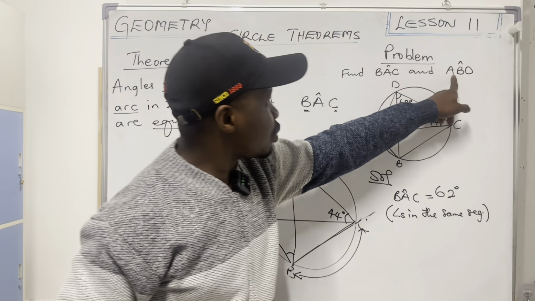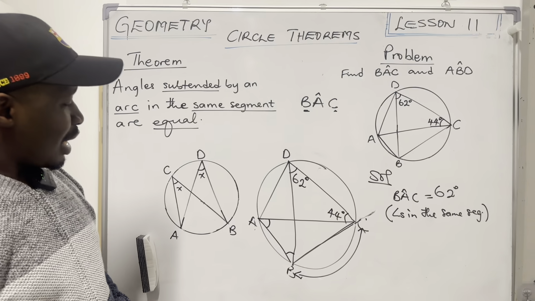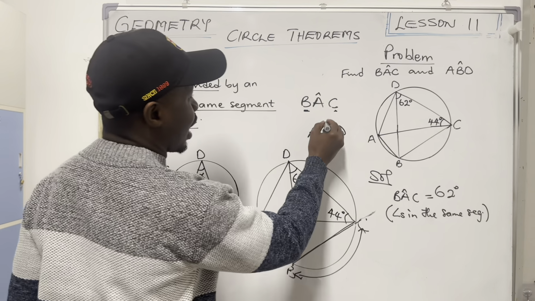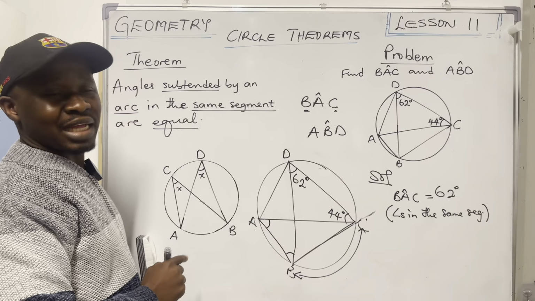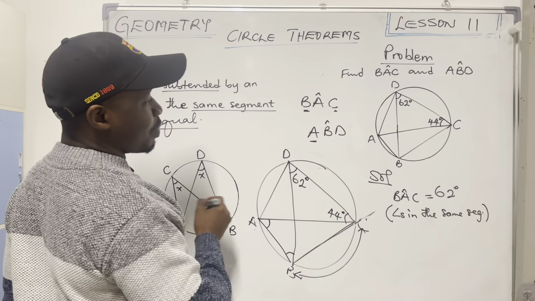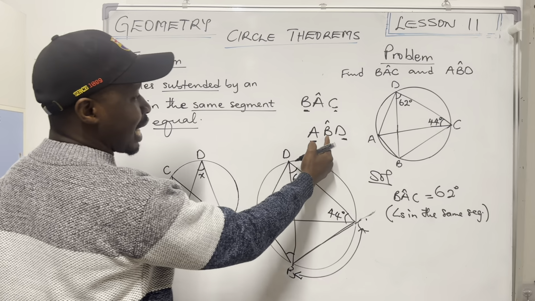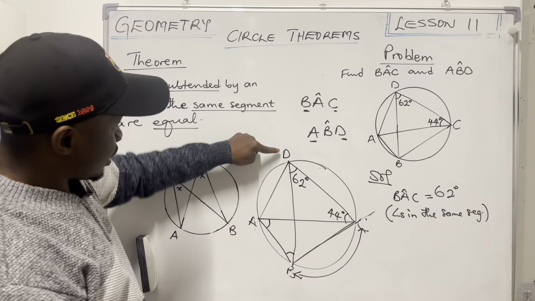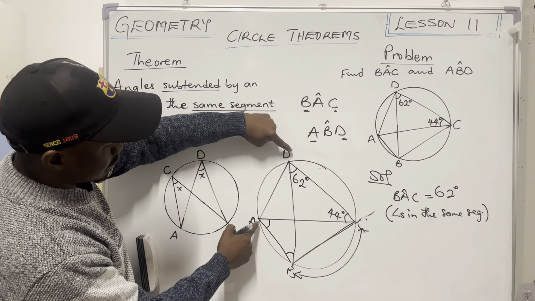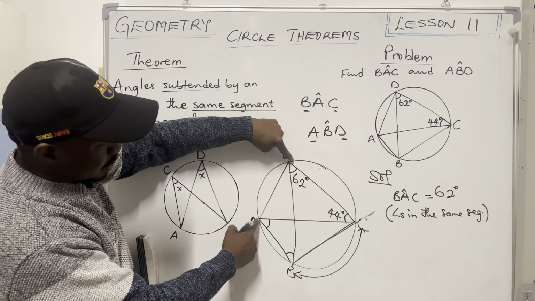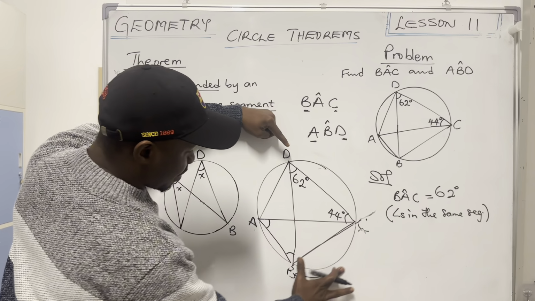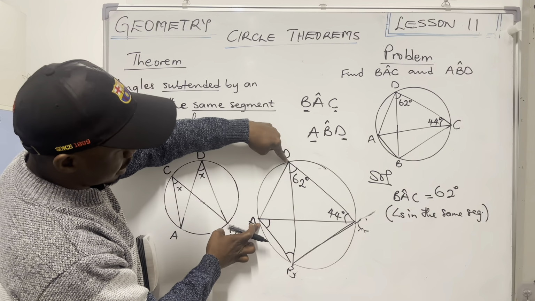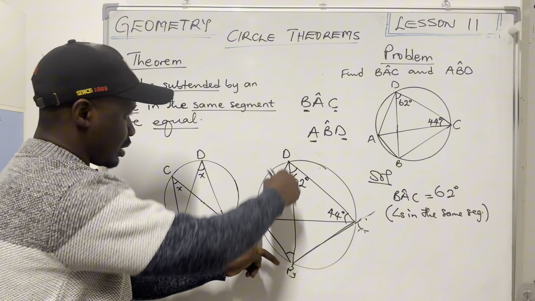So what next? We also want to find ABD. Angle ABD. The angle is located at B. So a line from A and a line from D meet at B to form the angle. So let's see, AD. Look at AD. Do you see this arc? Arc AD. They meet at B. AD meet at B.